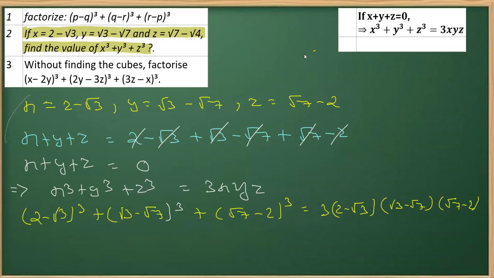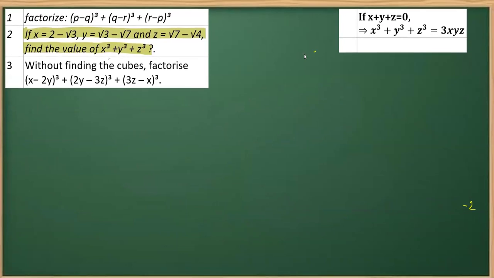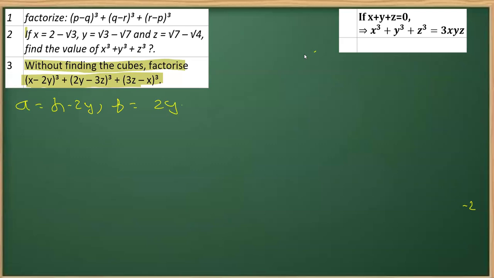Now, let's do the last part, which is again based on this identity. First I have highlighted the one which I'm asking you, which we are going to discuss here. This is finding the cubes or, say, factorizing. We are not going to take x here because x itself is a variable. So let's take a as x minus 2y, b as 2y minus 3z, and c as 3z minus x.